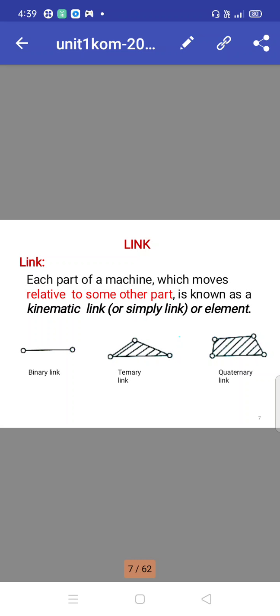Then the basic term we use in kinematics of machinery is link. A link specifies each part of the machine which moves relative to some other part, known simply as a link or element, or we call it a kinematic link. Here is shown a binary link, which has two nodes. A ternary link has three nodes. Then a quaternary link has four nodes. Four nodes means four endpoints.